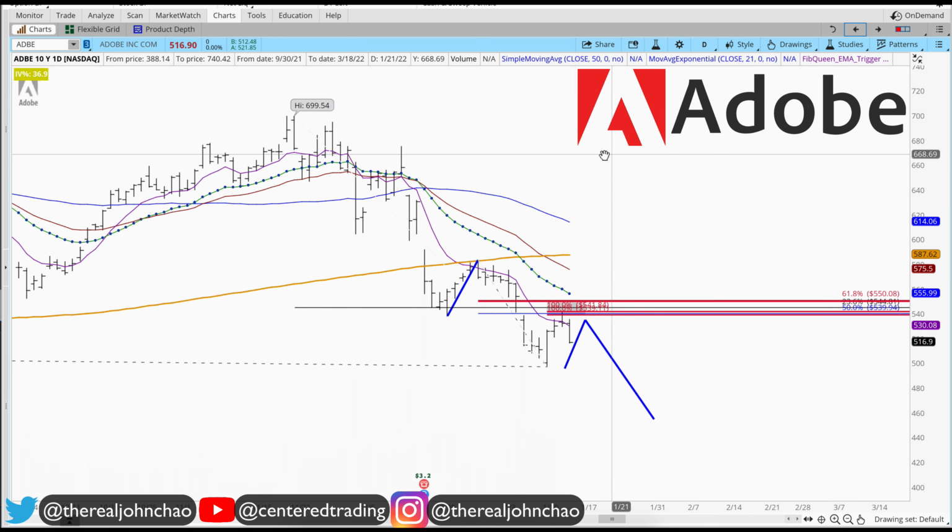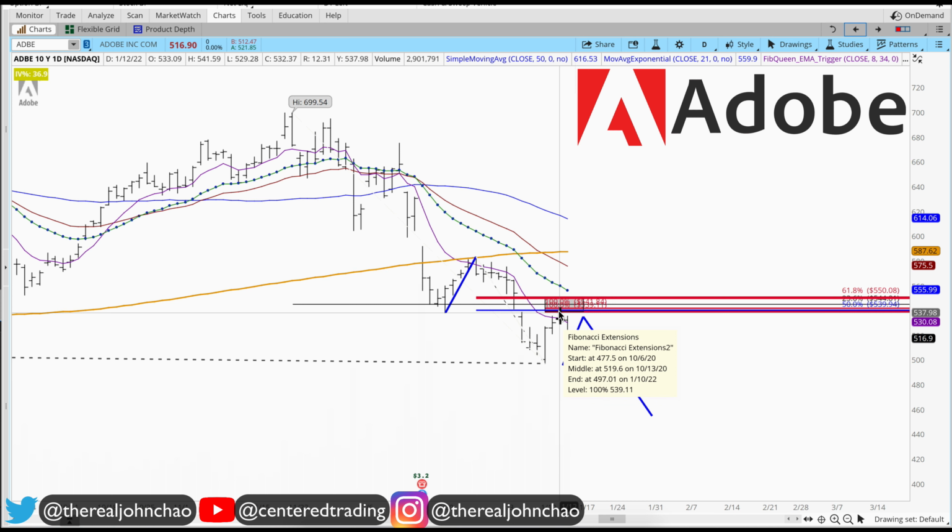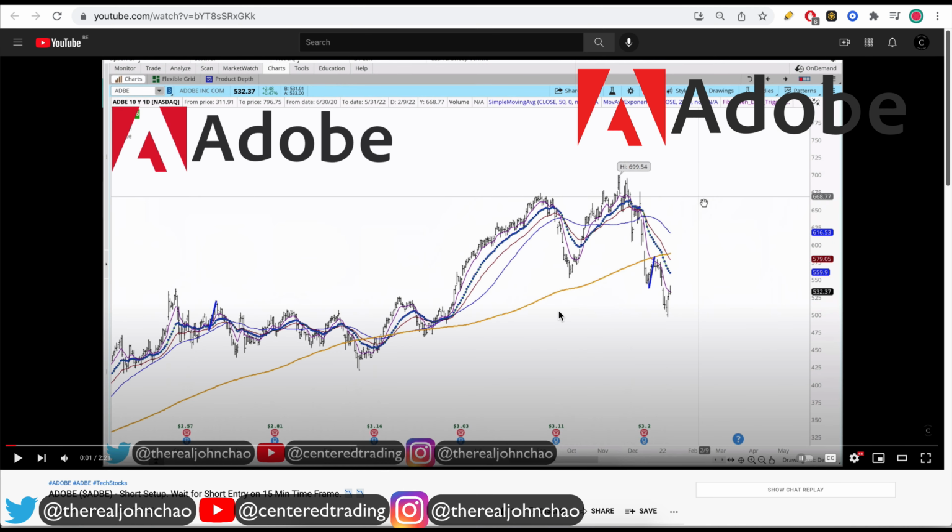Adobe on the daily chart. As you can see here, price is starting to sell off against that potential area of resistance that we mentioned just yesterday. I want to go through this video one more time because we got hardly any views on this.